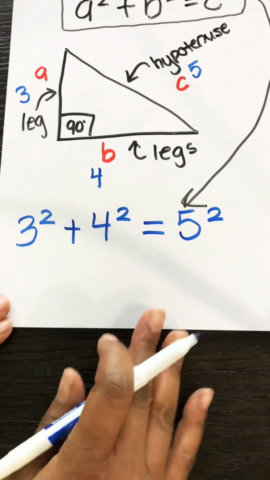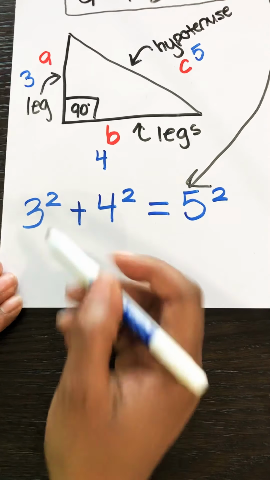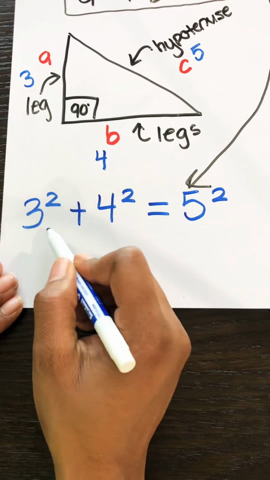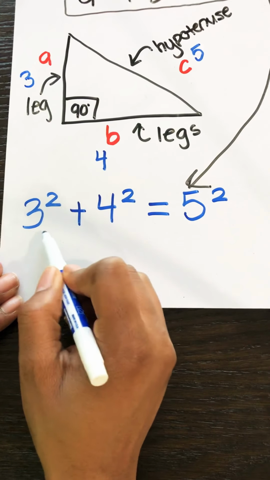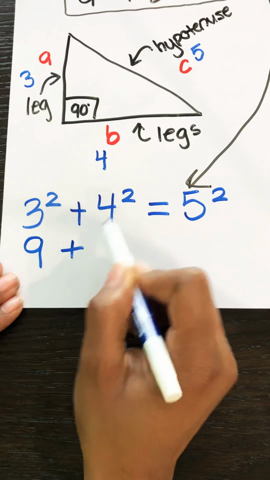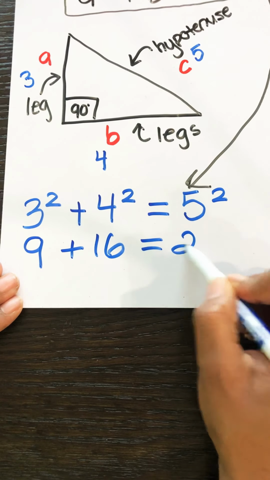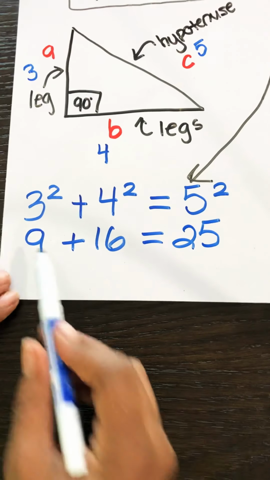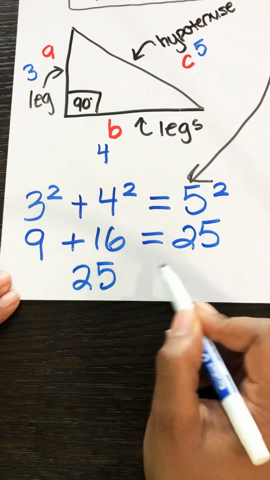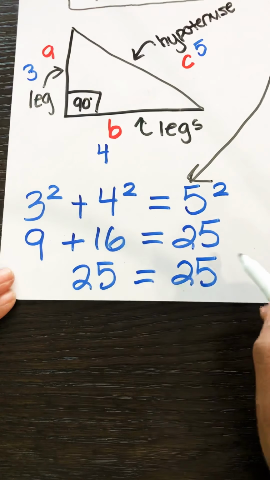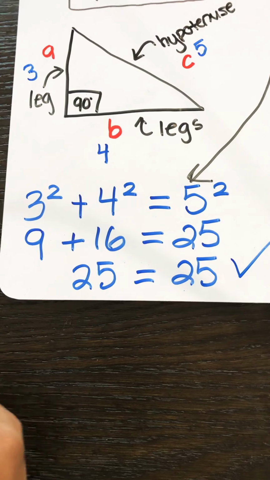So let's go ahead and test it out and see if this is a true statement. 3 squared plus 4 squared should equal 5 squared. So 3 times 3 is 9. 4 times 4 is 16. 5 times 5 is 25. Okay? 9 plus 16 is 25. Okay, so we have just proven this is true.